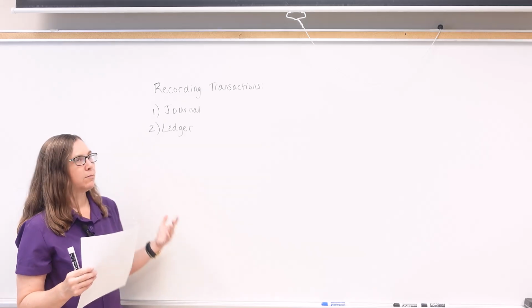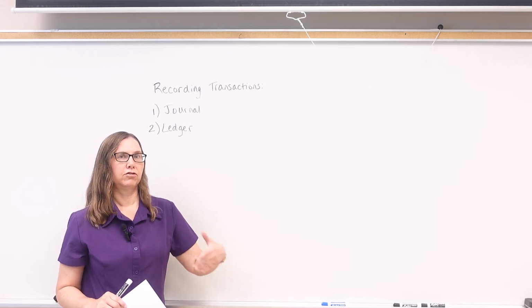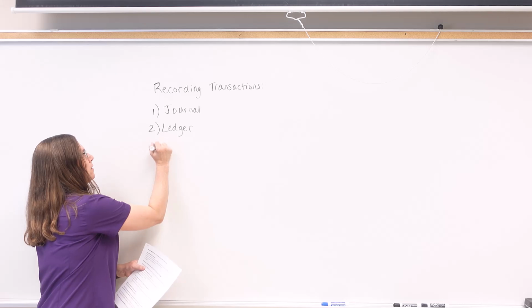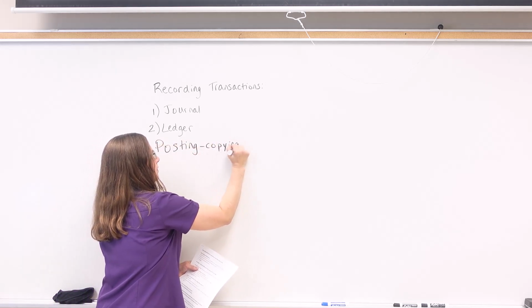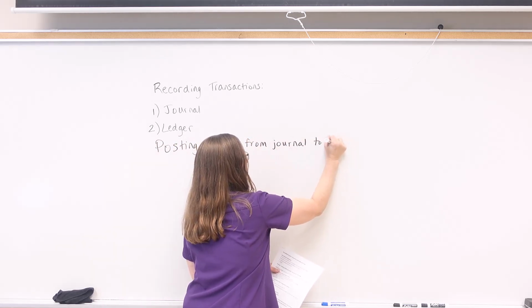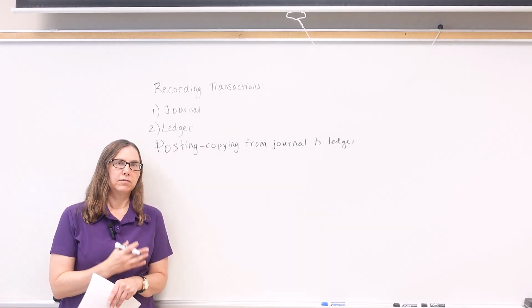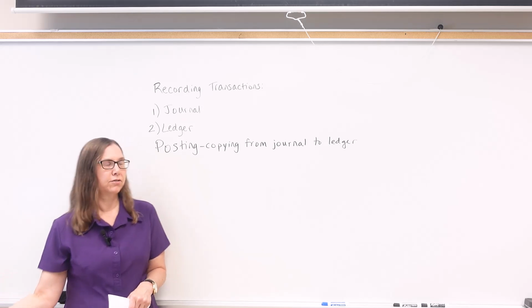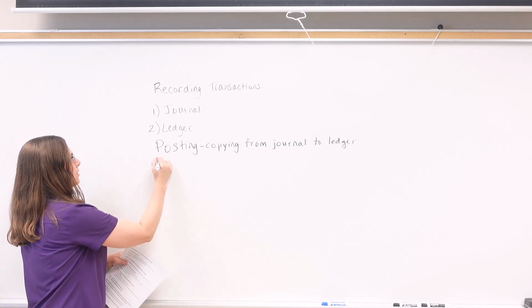So you would be using debits and credits to record transactions in the journal, and then whatever you do in the journal, you copy over to the ledger, and that is called posting. The journal is just a chronological record of transactions, and I'm going to teach that in a separate video. We're going to learn the ledger first, even though it's second in the process.